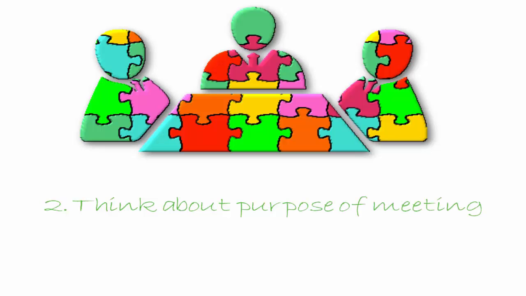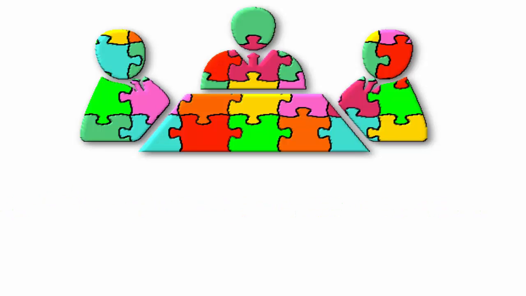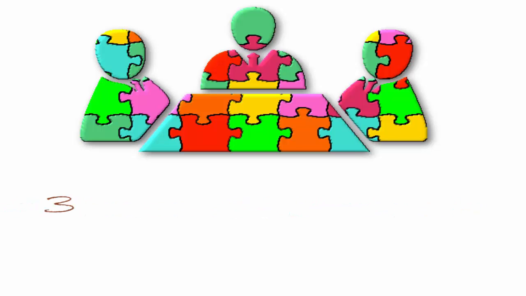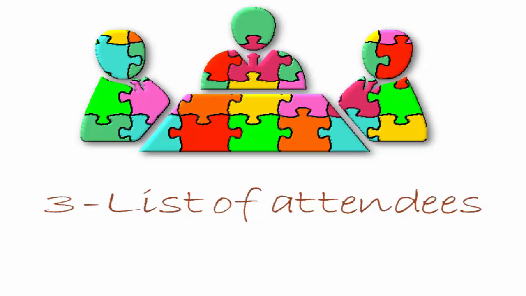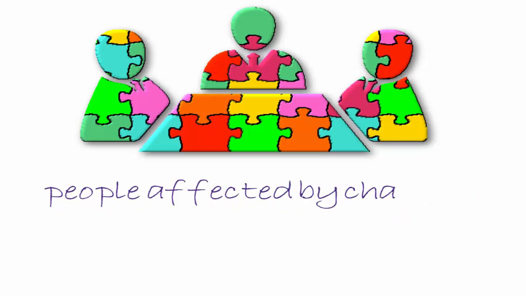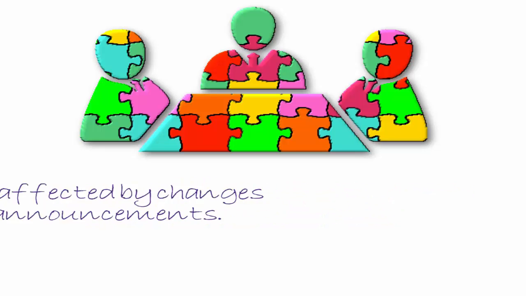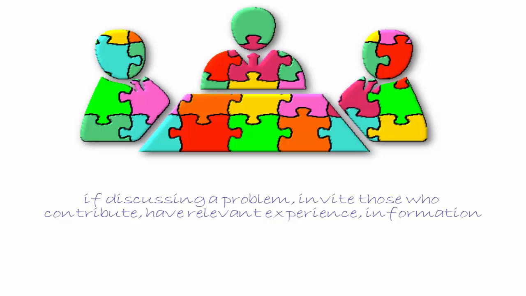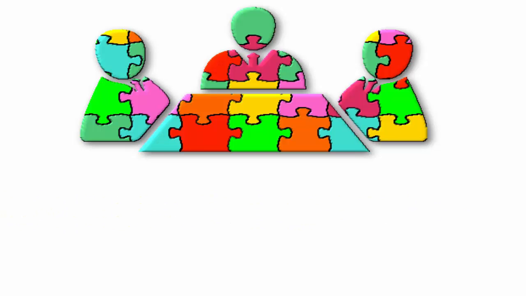Point 2. Think about the purpose of the meeting. What do you want to accomplish? Are you looking for a discussion, people's input and comments? Point 3. Draw up a list of attendees. Invite people affected by any changes or announcements. Or if you're discussing a problem, invite those who can contribute because they have relevant experience or information.